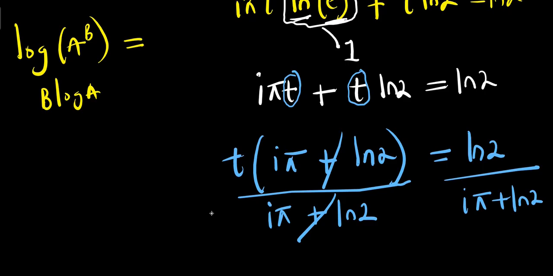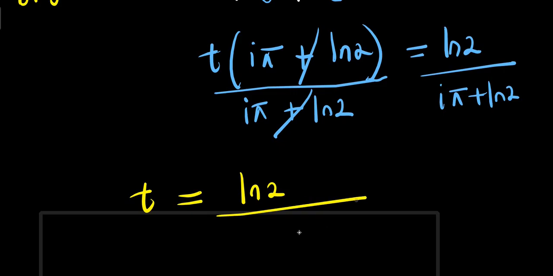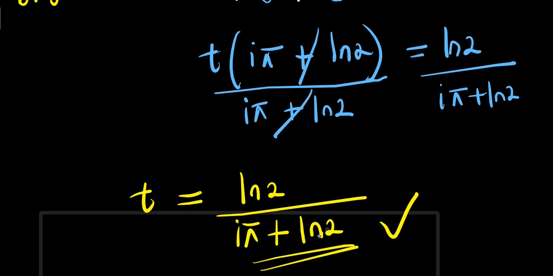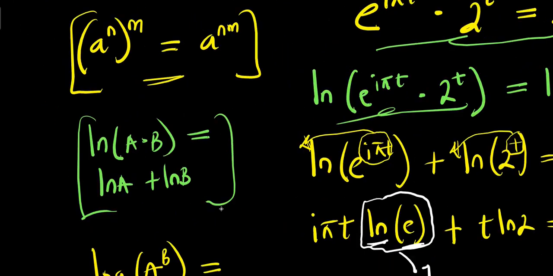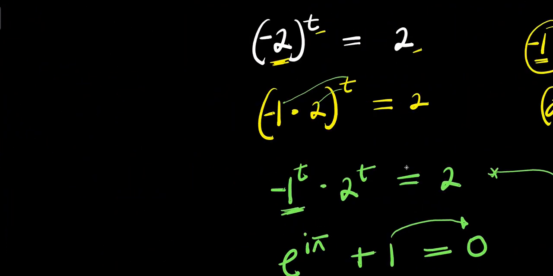Now we can actually have our t being isolated, so we have t equals ln 2 divided by iπ plus ln 2. So this is our solution, and this is one method of solving this particular problem. Let's consider the second method of solving this problem.